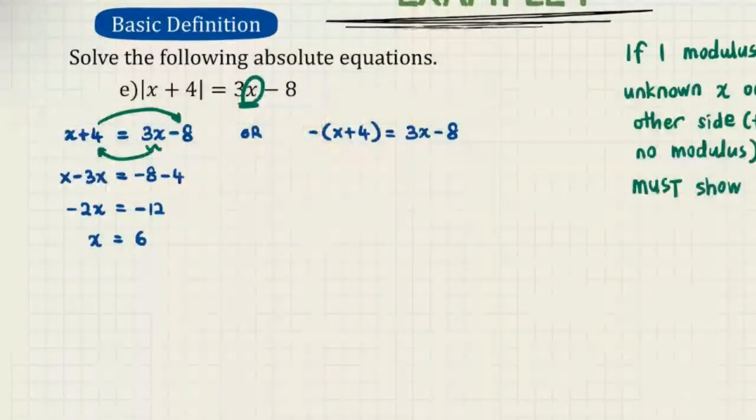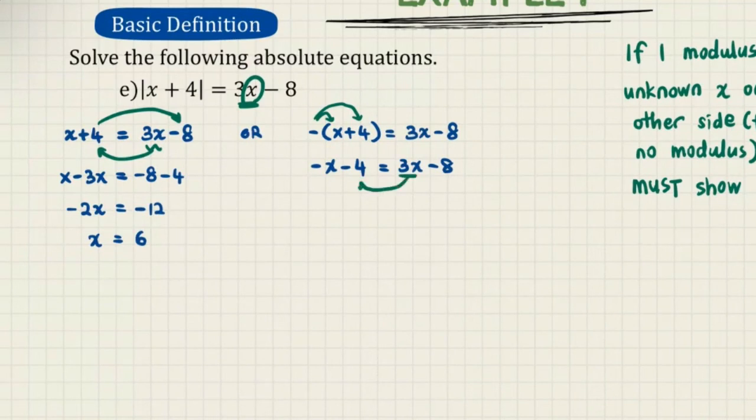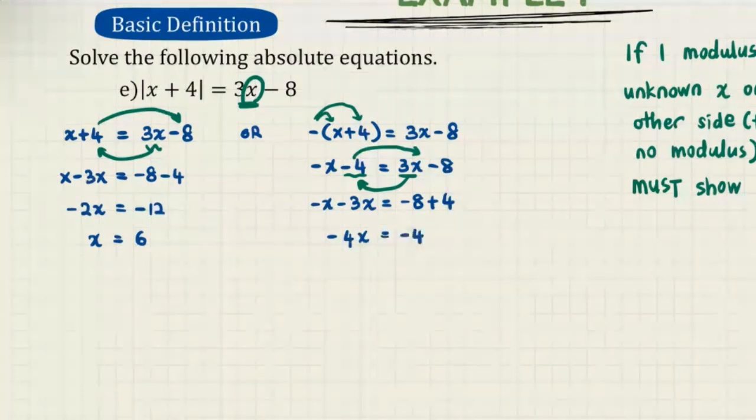So now let's try expanding it. Okay, so if we expand, it will be negative x minus 4 equals 3x minus 8. Then we group x with x, negative 4 with negative 8. So negative x minus 3x equals negative 8 plus 4. Here we have negative 4x equals negative 4, and finally x equals 1. Okay, so we have 2 answers.